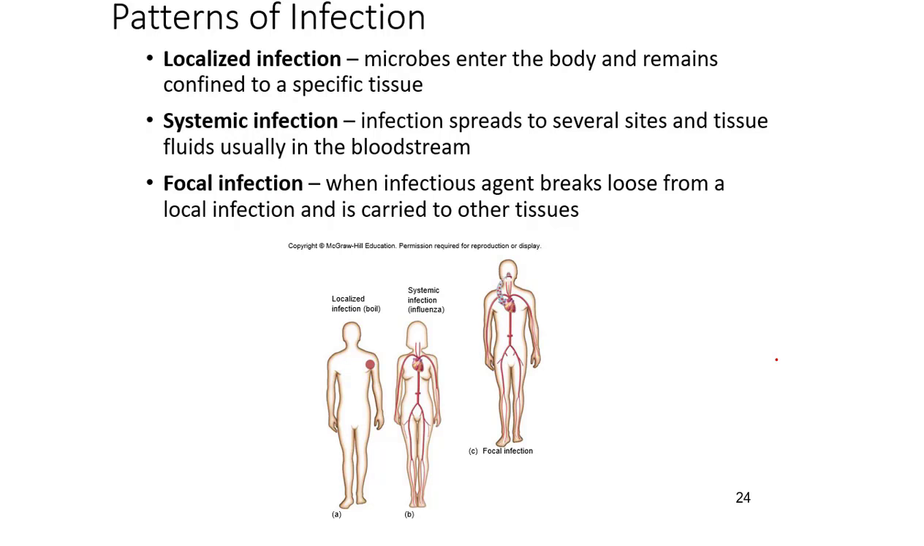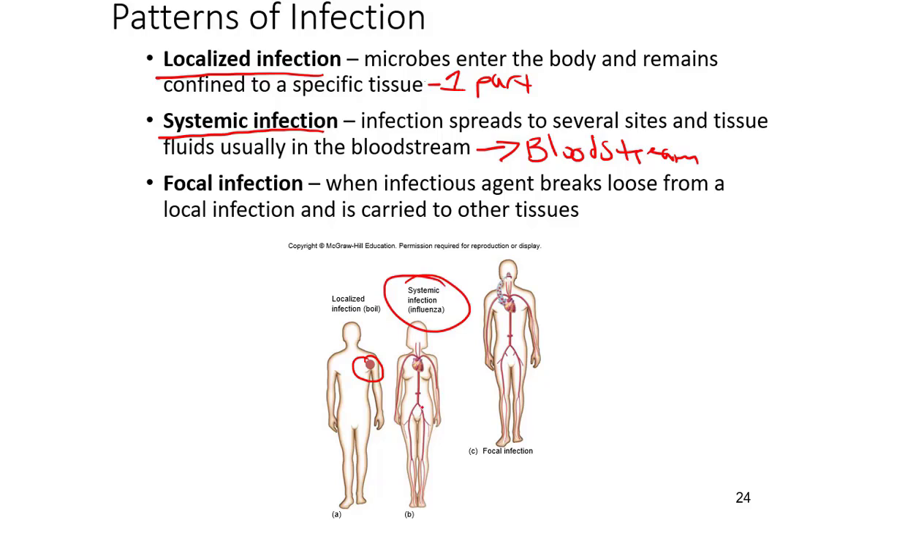If the infection remains at one part of the body, for example a boil that's localized on the skin, this is a localized infection. Typically, the microbe is going to cause infection at the site that it entered. If the infection spreads throughout the body, it's a systemic infection. Typically, it's going to spread through the bloodstream and reach multiple sites of the body.